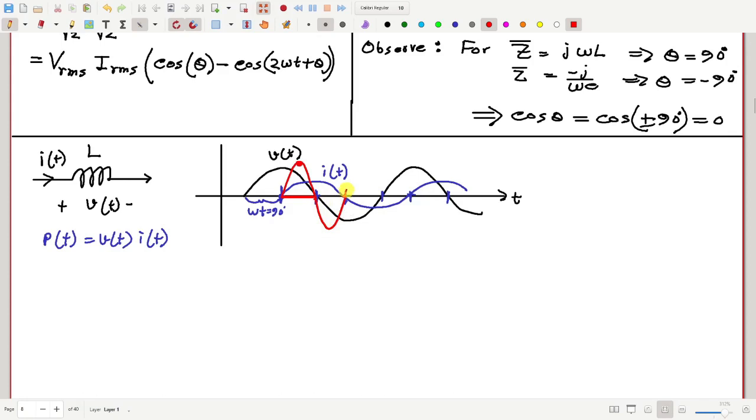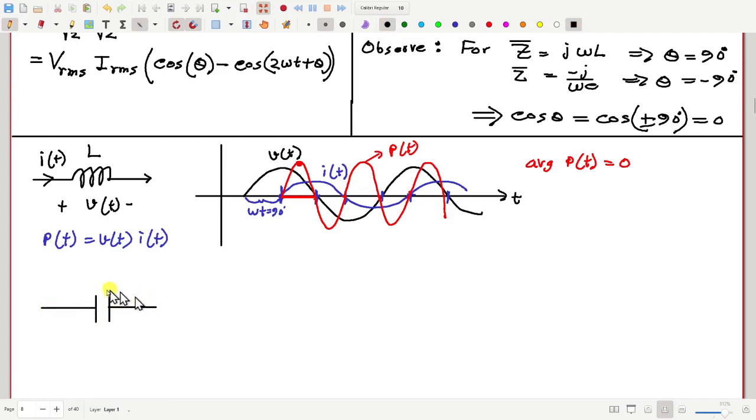So in this way, if I draw this graph of power as a function of time, you see half of the time it is positive, half of the time it is negative. Sometimes power is coming from outside to inside, sometimes it's going from inside to outside. Overall, average power coming inside is 0. So we see average P(t) is equal to 0. The same thing applies also for a capacitor.